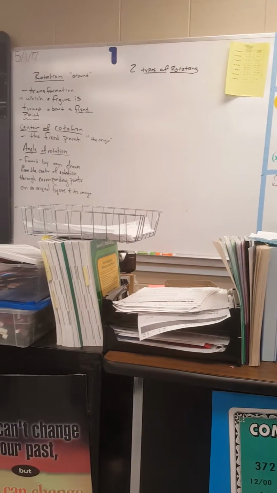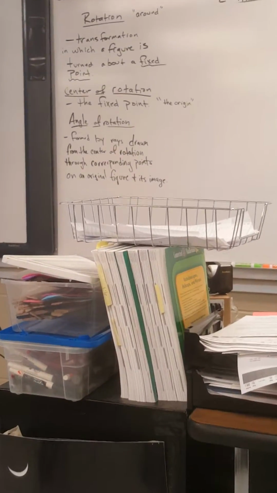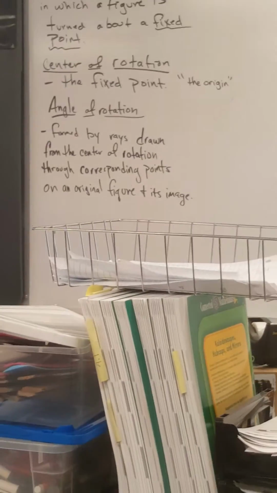Angle of rotation is formed by the rays drawn from the center of rotation through corresponding points on an original figure. All right. So here's my first question. What is a ray?